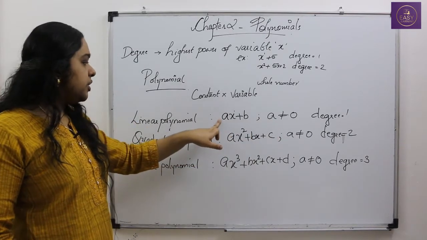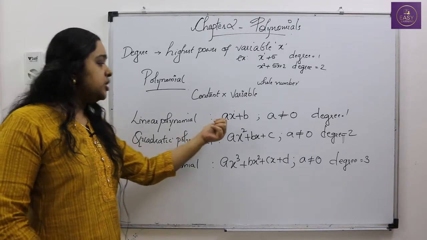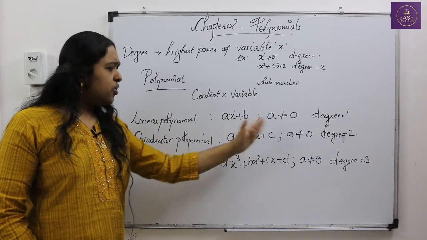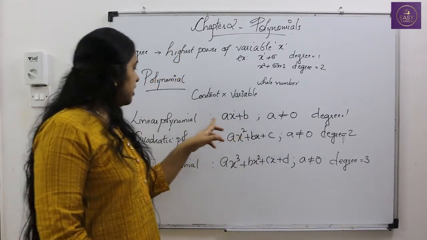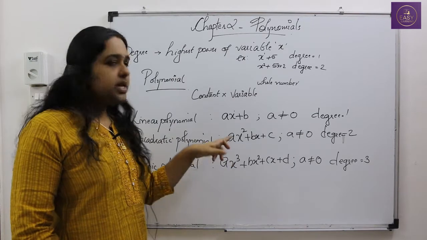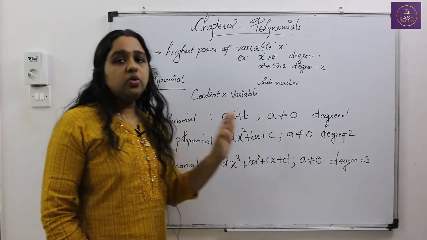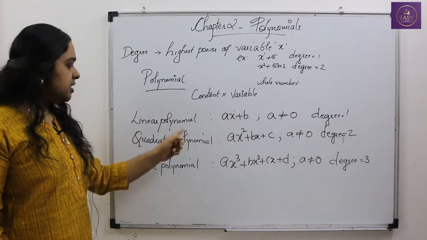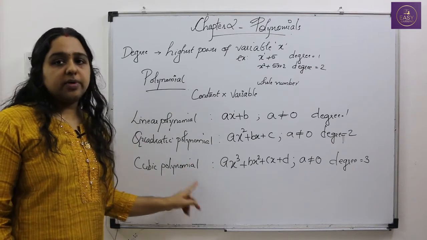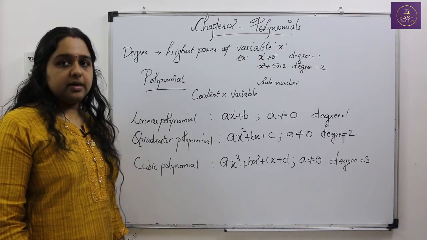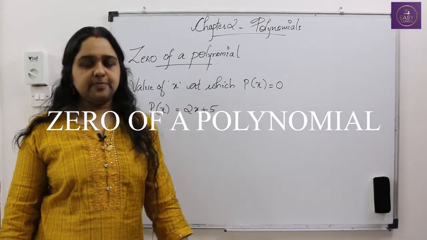A should not be equal to 0. If a becomes 0, 0 into x, then whole term will become 0. So, a should never be equal to 0. B and all other terms can be 0. That's not a problem. If we get ax is a polynomial or ax square is a polynomial, other terms are 0, that doesn't matter. But a should never be equal to 0. So, these are the three types: linear polynomial, quadratic polynomial and cubic polynomial. Is it clear?